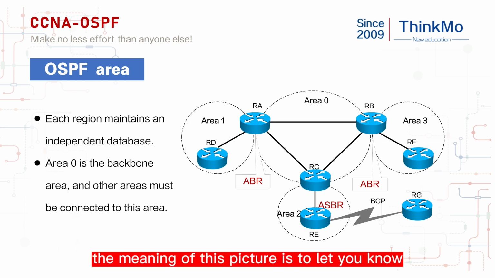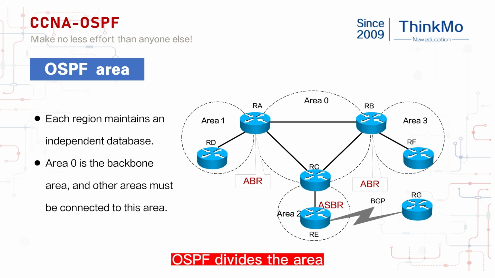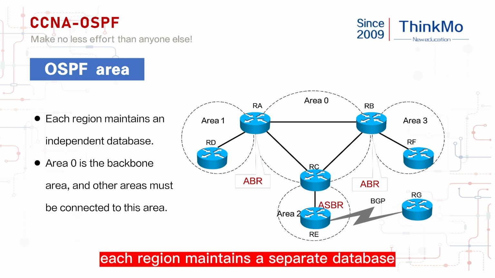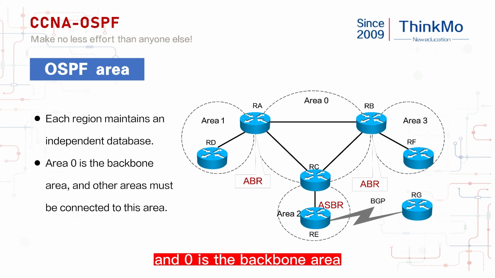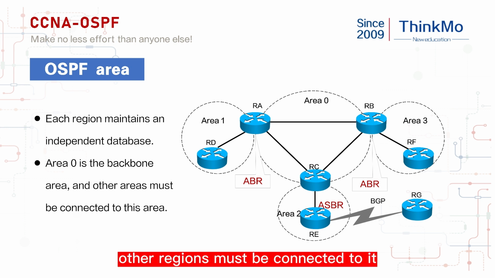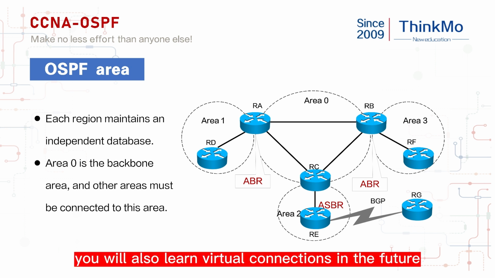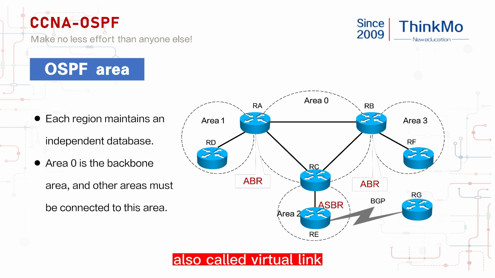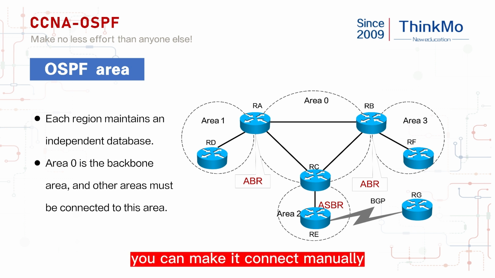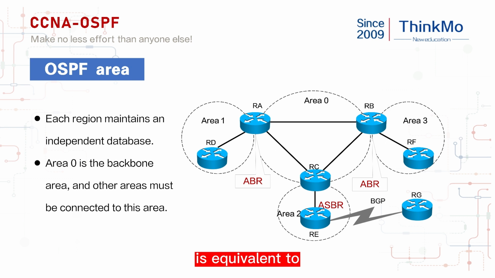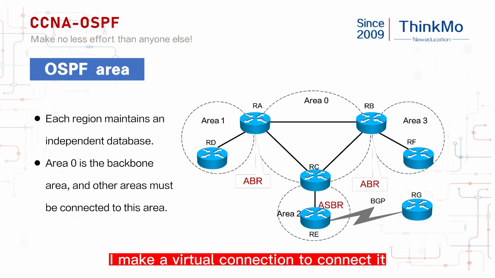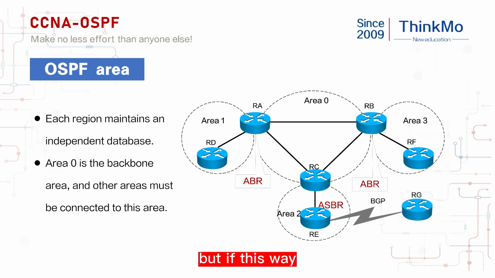The meaning of this picture is to let you know that OSPF divides the area. Each region maintains a separate database. And 0 is the backbone area. Other regions must be connected to it. Certainly, you will also learn virtual connections in the future, also called virtual link. You can make it connect manually. It is equivalent to making a virtual connection to connect it. But if this way, we'll create a loop.